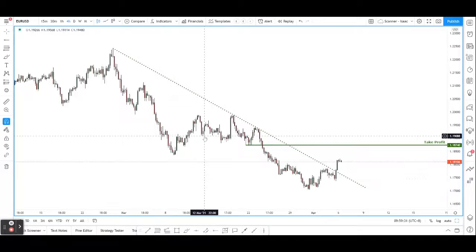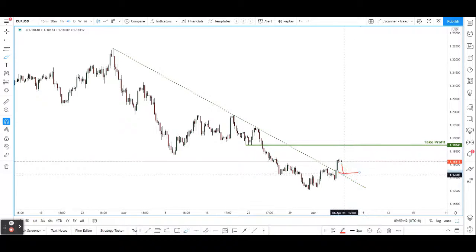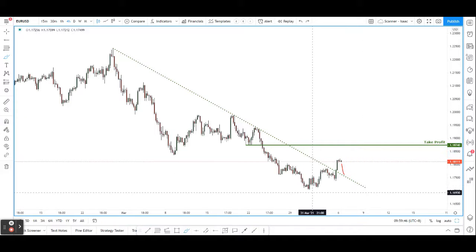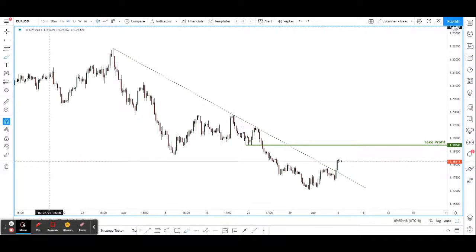It can be our take profit. And with this breakout, we can expect price to come back to test the trend line breakout. So what I'm thinking price could do is push back down to this level here, and then push higher to the take profit level. Reason why, let's go down to the 1 hour.